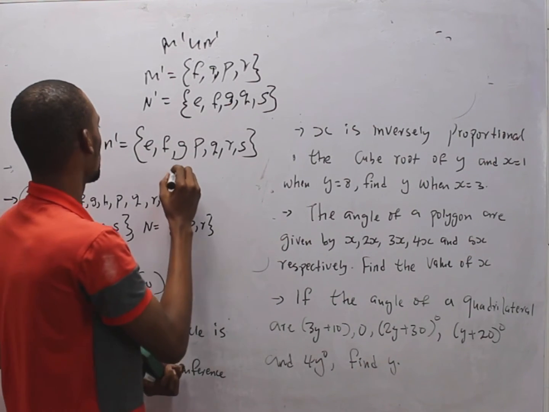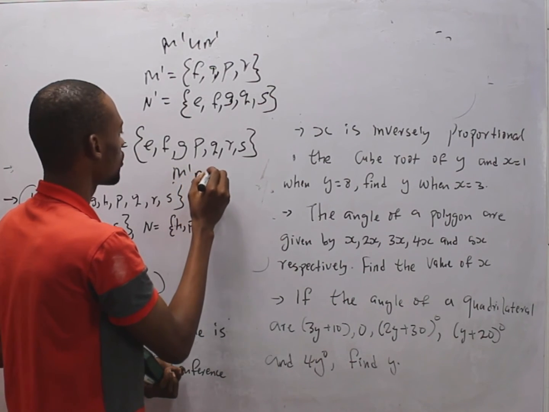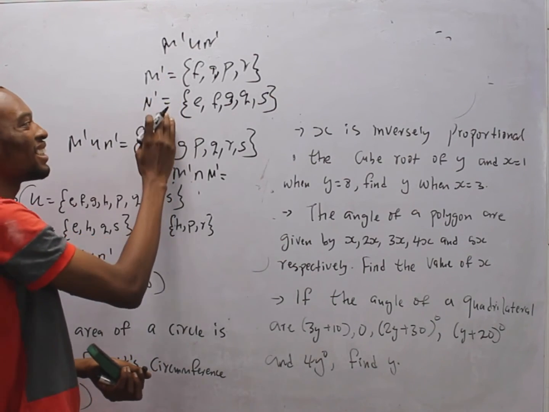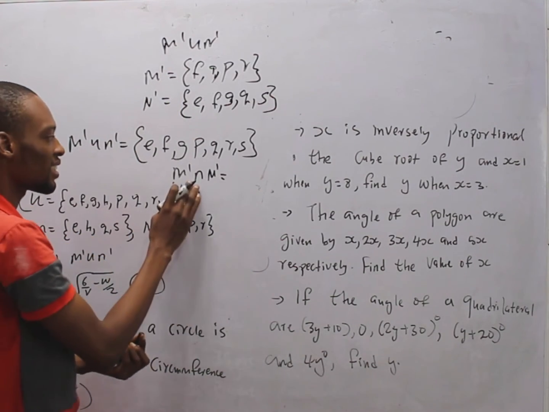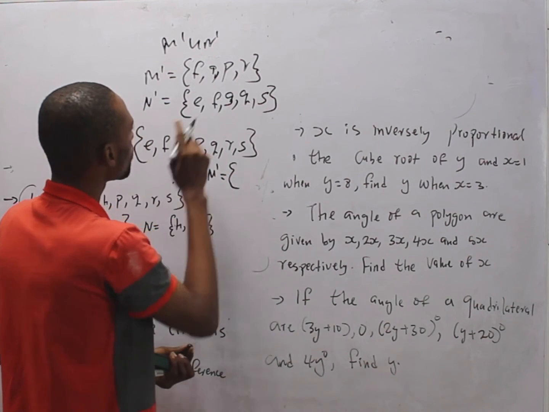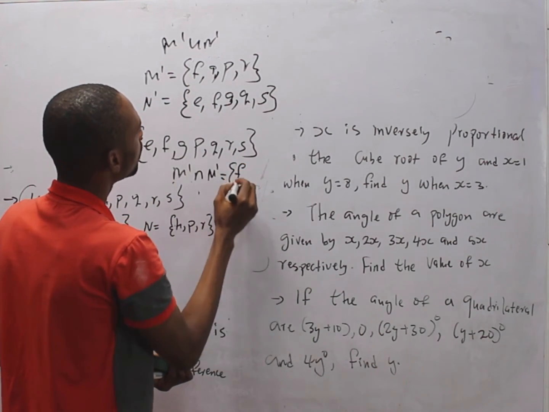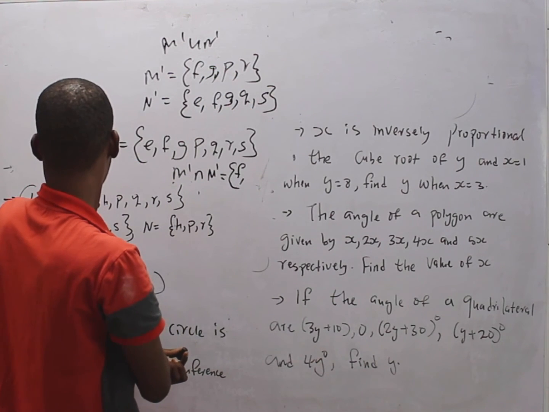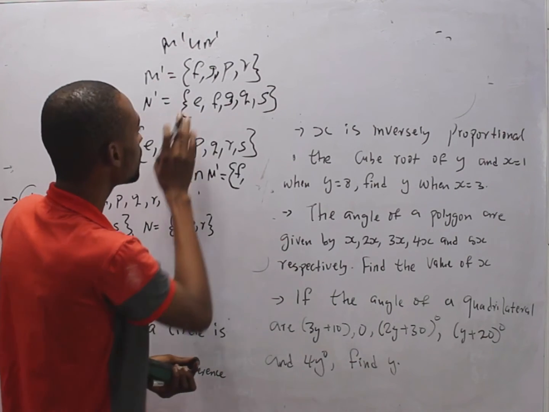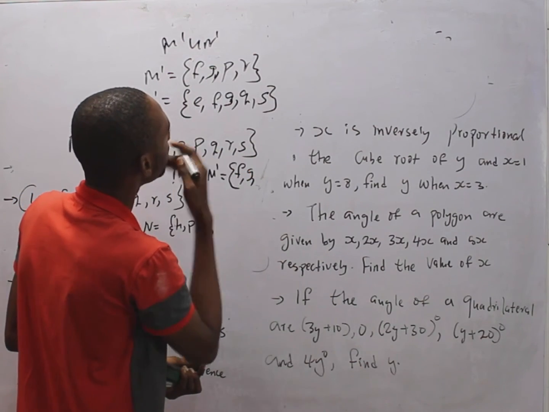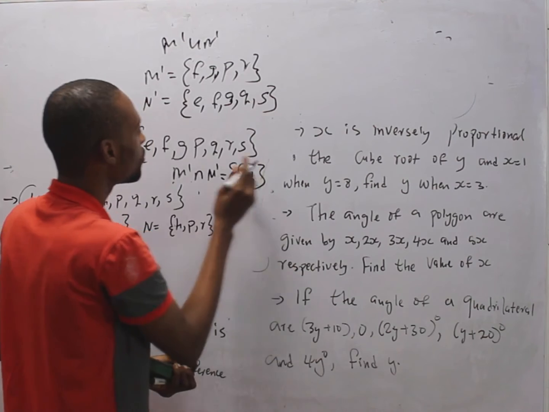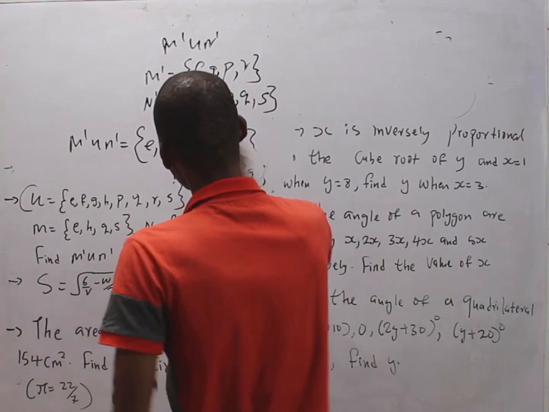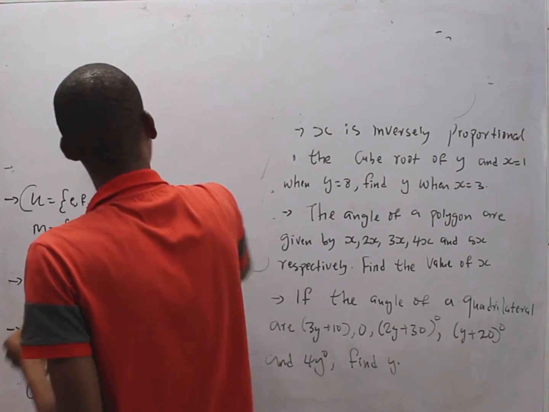What if they had said M prime intersection N prime? It will simply be what M prime and N prime have in common. That is intersection. And this will simply be they have F in common. If this is G, they have G in common. This should be the only two things they have in common. That is intersection.